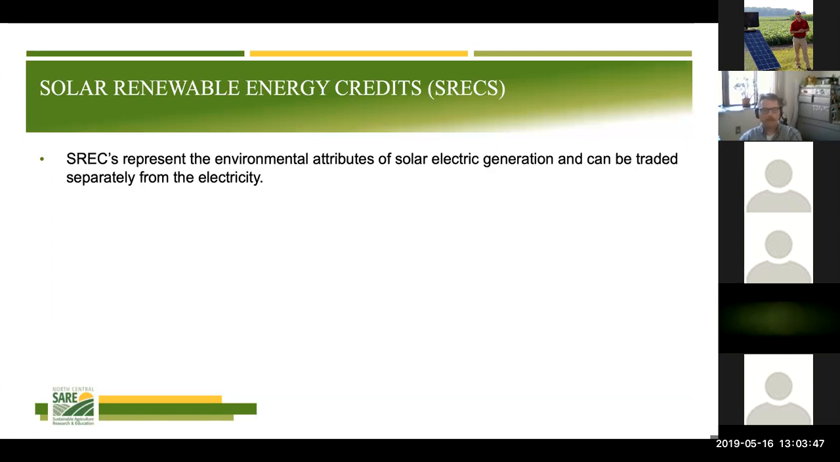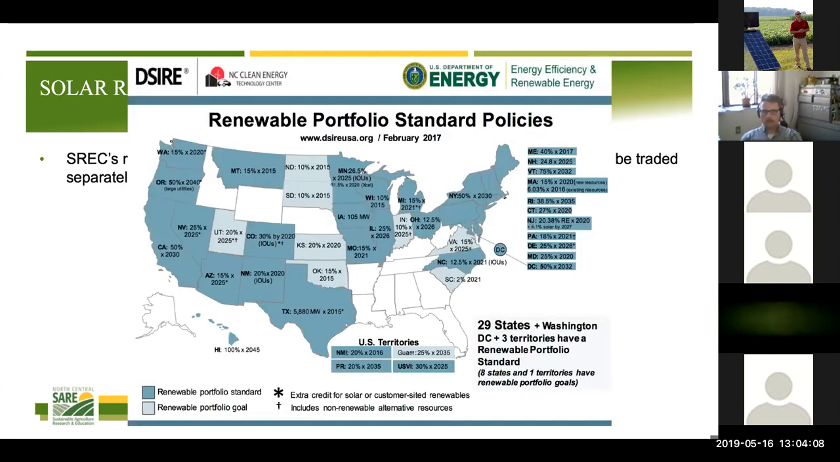It's important to note that it is generated and traded totally separately from the electricity. So it has no impact on your net metering or how you're compensated for electricity that you're generating. It's totally separate from that, other than the fact that it's based on production. So for every megawatt hour we generate, we'll get an SREC.